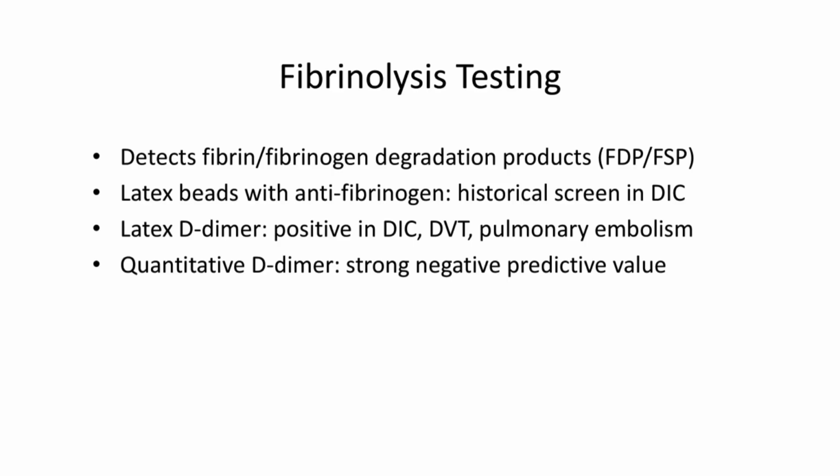In fibrinolysis testing, fibrin and fibrinogen degradation products, also called FDPs or FSPs, can be detected. One method uses latex beads coated with anti-fibrinogen. This was historically used as a positive screen in disseminated intravascular coagulation. The latex D-dimer test uses a monoclonal antibody to the cross-linked D fragment. It is positive in conditions such as disseminated intravascular coagulation, deep vein thrombosis, and pulmonary embolism. Quantitative D-dimer testing is especially valuable for its negative predictive value, allowing clinicians to rule out thrombotic events.